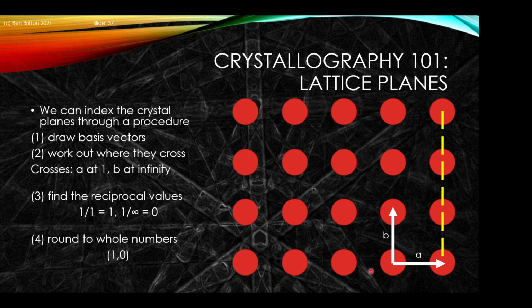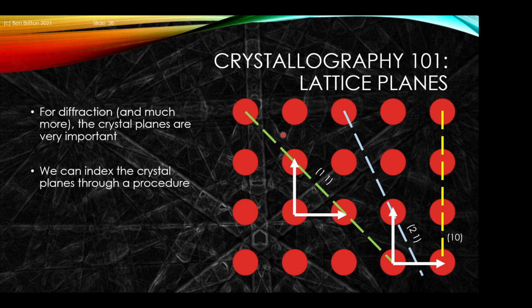So this is the crystal plane. This is the (1,0) crystal plane in this two-dimensional lattice. If we take this inclined plane here, we can see it crosses the A axis at effectively a half, and therefore the index for A is 1 over a half, i.e. 2. It crosses the B axis at 1, and 1 over 1, so therefore it is the (2,1) plane.